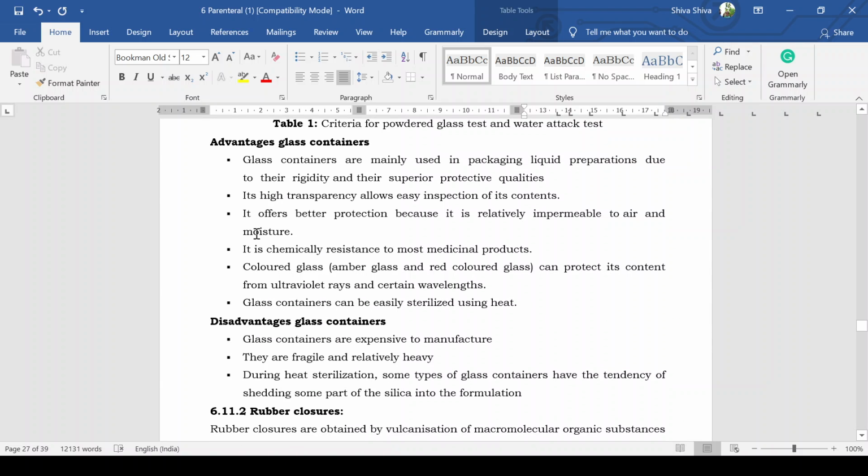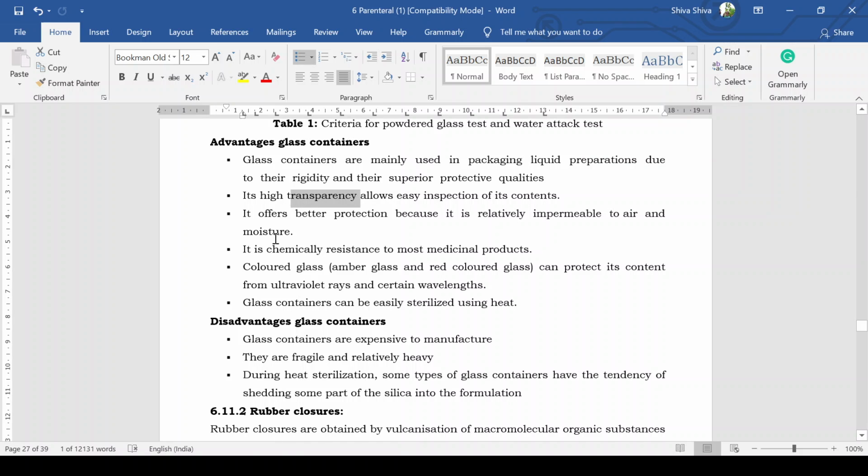Then advantages of glass containers. So these are some common advantages of glass containers. So glass containers are mainly used in packaging liquid preparations due to their rigidity and their superior protective qualities. So glass containers are having superior protective qualities. Its high transparency allows easy inspection of its contents. ट्रान्सपरंट आहे त्याच्यामुळे कंटेंट आपल्याला इझिली ऑब्झर्व होऊ शकतं. हा एक त्या ग्लास कंटेनरचा ॲडव्हान्टेज, ट्रान्सपरन्सी.